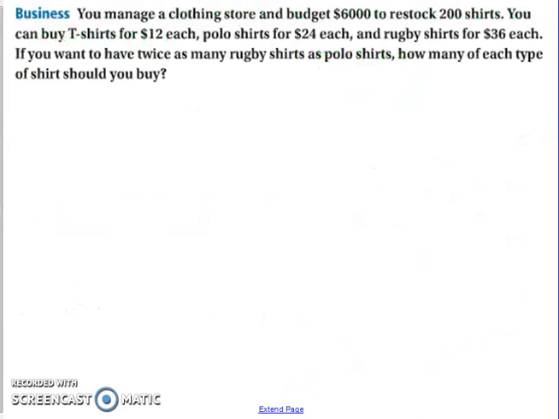So here we have a word problem. So first we need to create our three equations, and then we need to solve them. So you manage a clothing store and budget $6,000 to restock 200 shirts.